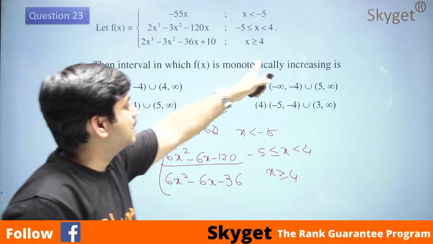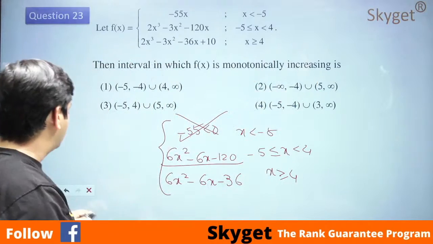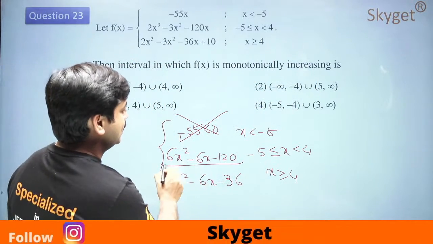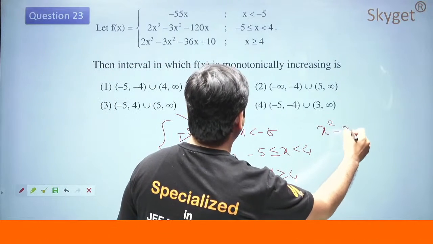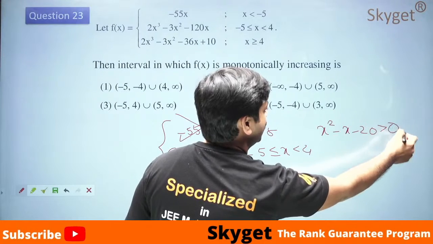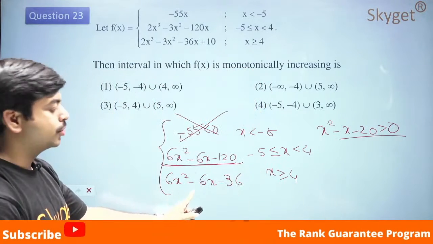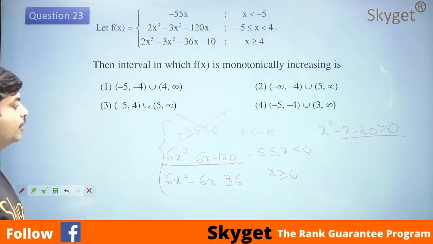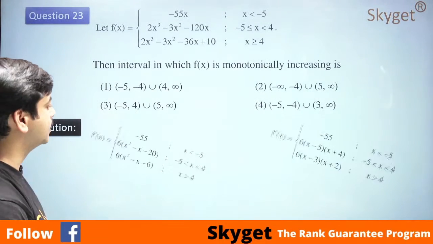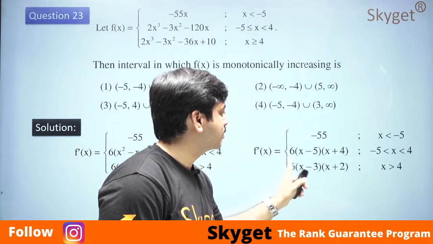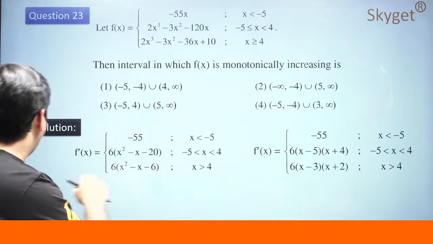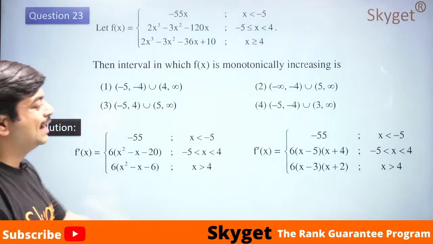We need increasing, which means we need to find where it is greater than 0. So for the other case, this should be greater than 0. If you take 6 common, you will get x² - x - 20 should be greater than 0. Once you solve this, you will get different intervals. So this will be 6 into (x - 5) into (x + 4). Now this should be greater than 0.